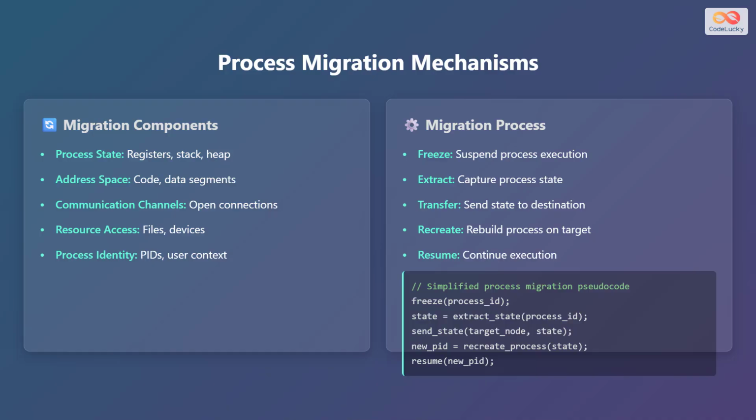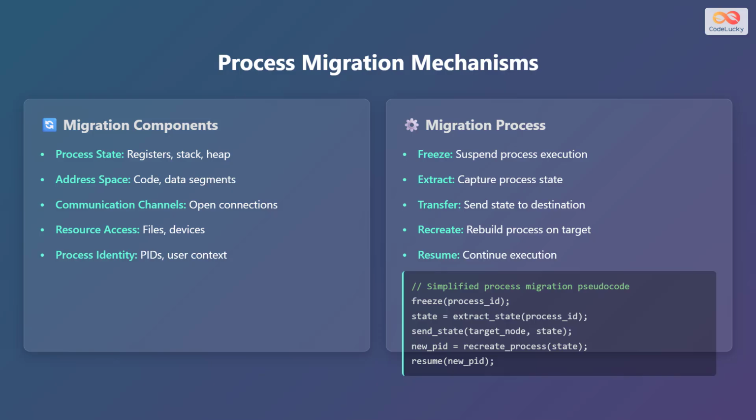First, the process is frozen or suspended. Next, the process state is extracted. This state is then transferred to the destination node. The process is recreated on the target node using the transferred state. Finally, the process execution is resumed.